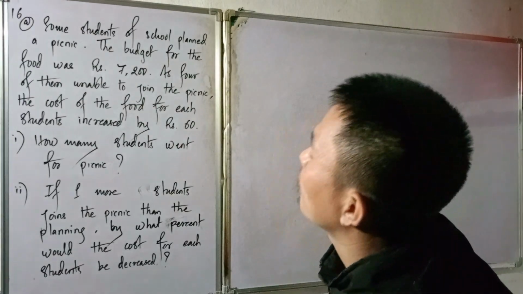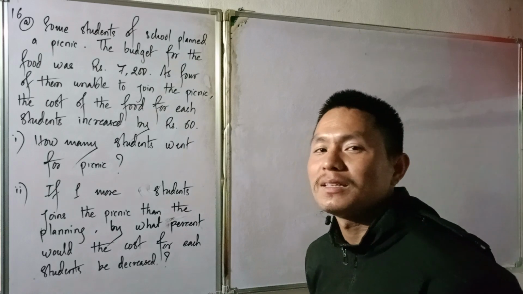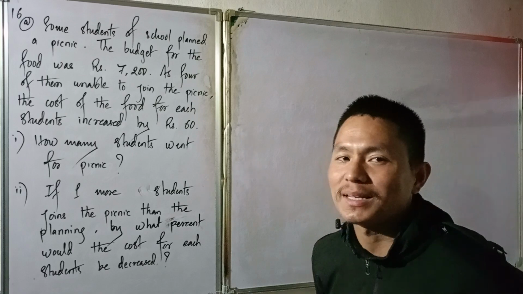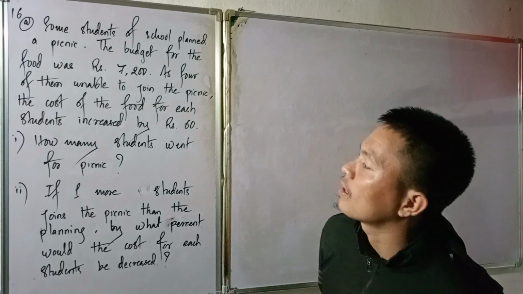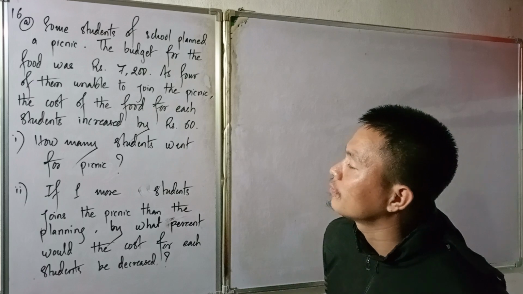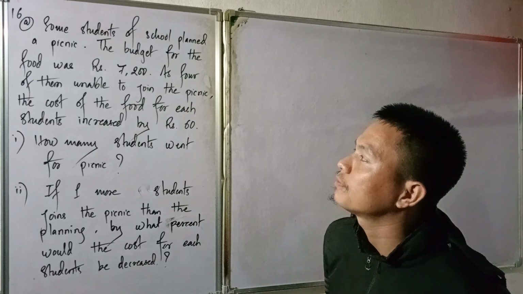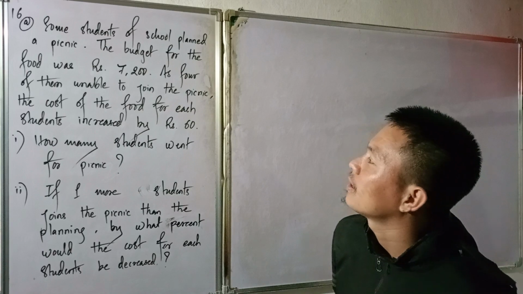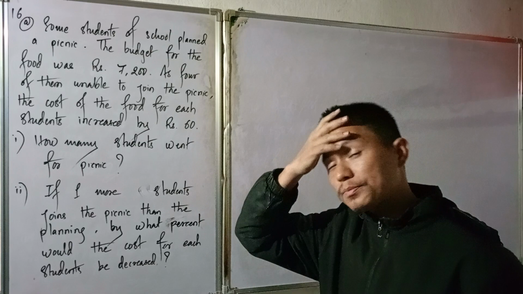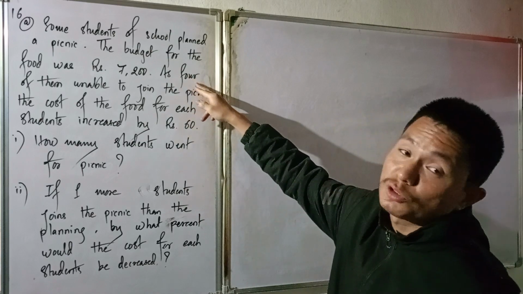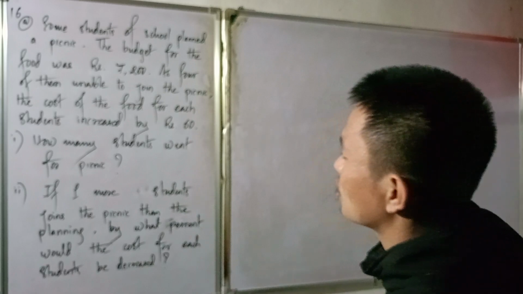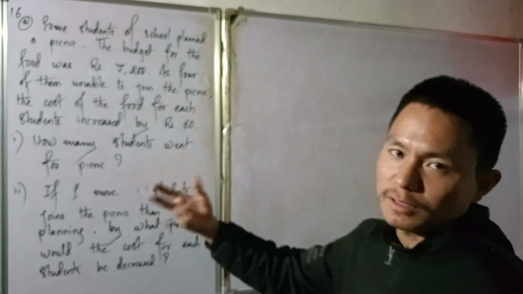Okay, so how many students went for the picnic? So actually how many students went for the picnic? Which means you have to only find out the students who went for the picnic. Besides these 4 students, these 4 students should be avoided or neglected. So number 1 question is like that.